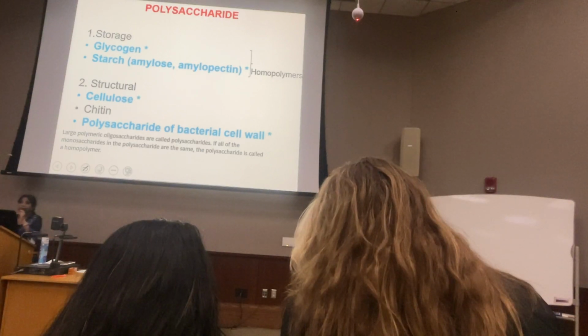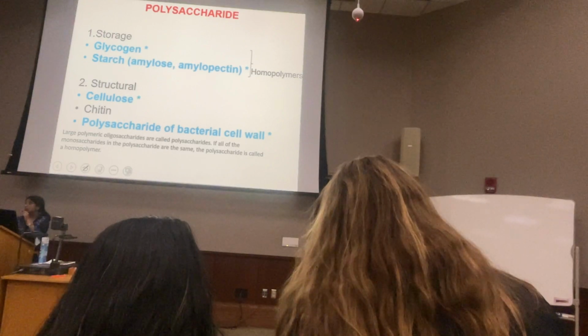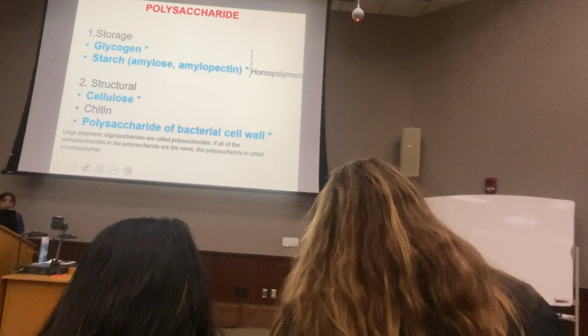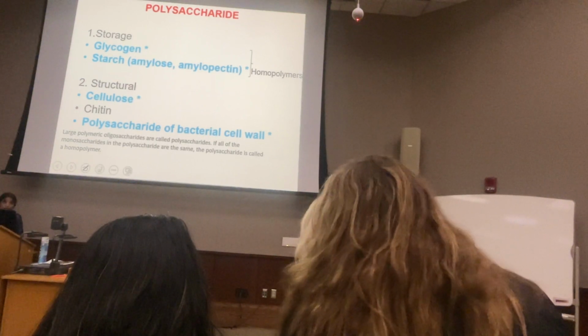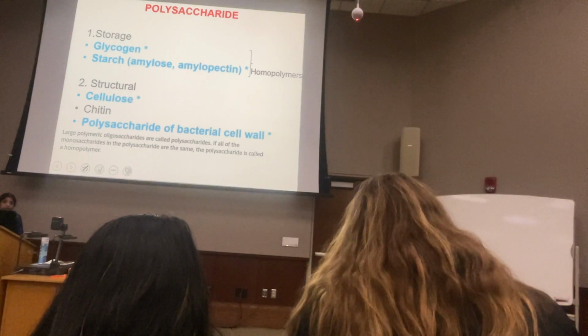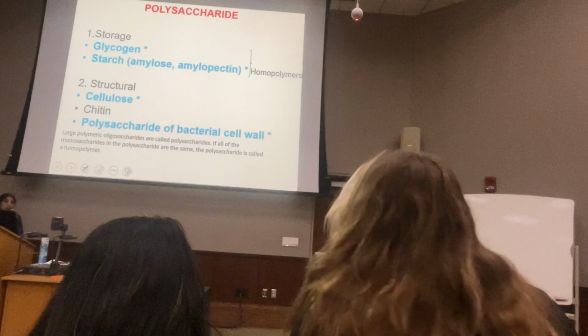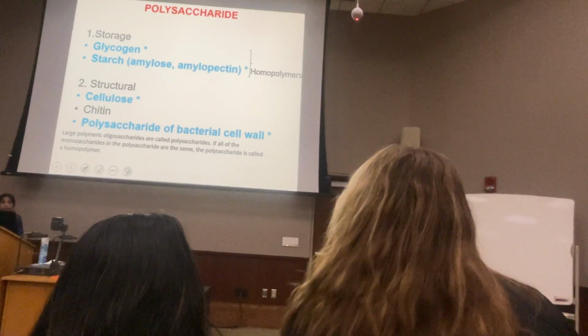All right, let's move on to polysaccharides. The ones with stars are ones you need to know that we're going to at least talk about today. Structure-wise, you need to know the structure of glycogen, starch, and cellulose, and what they do. Glycogen and starch are storage. It's for storing those glucose molecules.